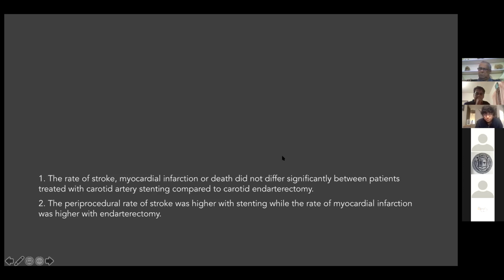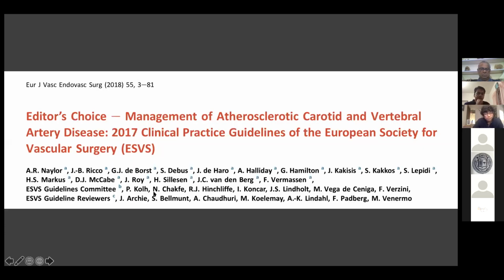And many people started performing these procedures. Now, currently, what we follow as regards guidelines for carotid artery stenting or even endarterectomy, as Vineet pointed out, are basically summarized in this document. This is the 2017 clinical practice guidelines document for ESVS, which I think is the best representation of current practice and best clinical practice. It was published in 2018, and it was stewarded by Ross Naylor, who is one of the finest exponents of research on carotid artery disease.